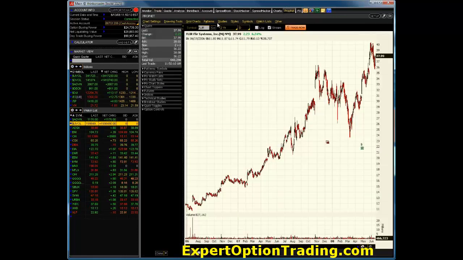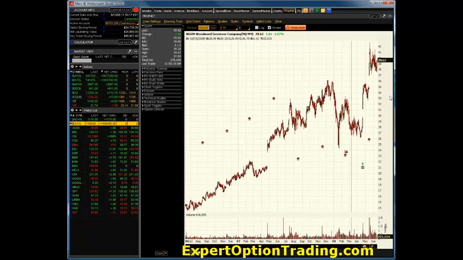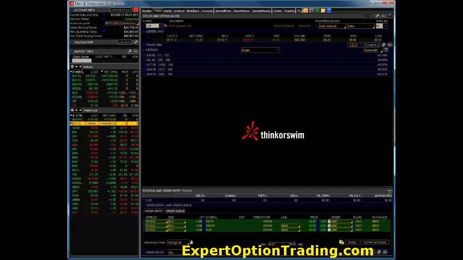WGov, let's take a look at that real quick. Yeah, that's been going up. That looks like it has potential. So now you've got maybe three stocks here that you want to purchase 100 shares of each. And how do you protect all of these?